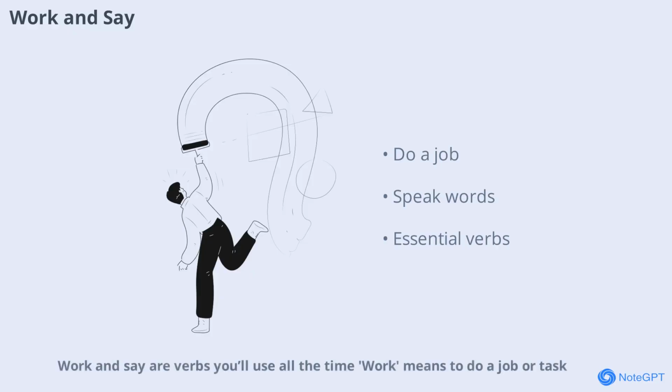Work and say are verbs you'll use all the time. Work means to do a job or task, like I work at a bank. Say means to speak words, like say hello. These verbs are basic but essential for talking about actions and communication.